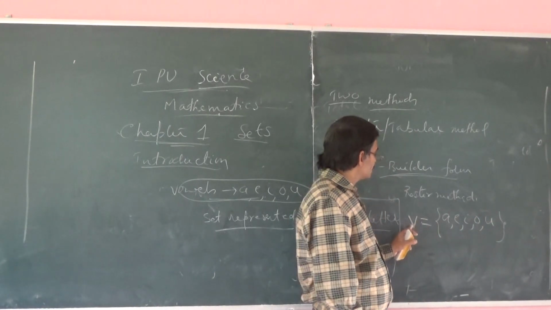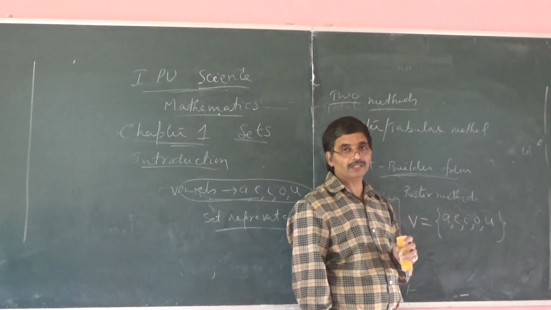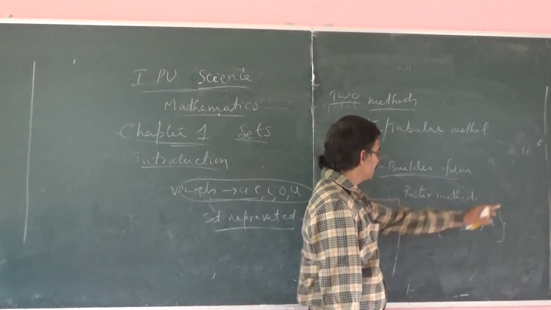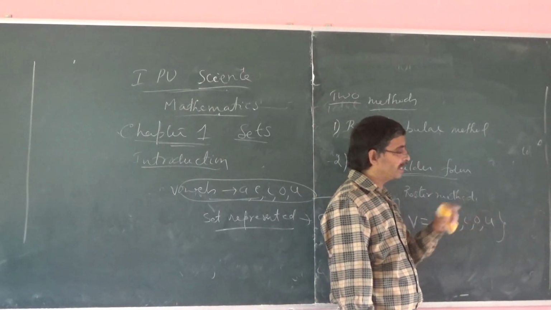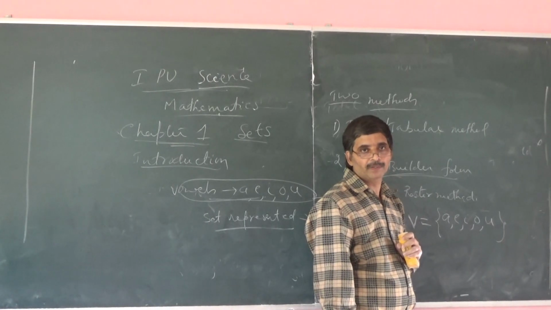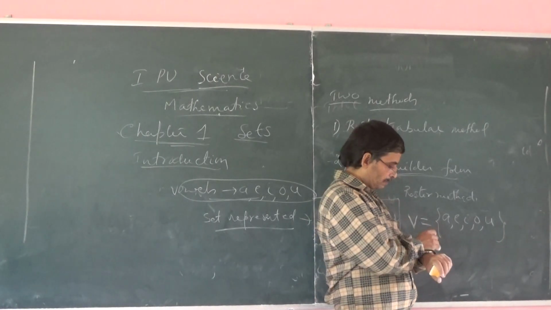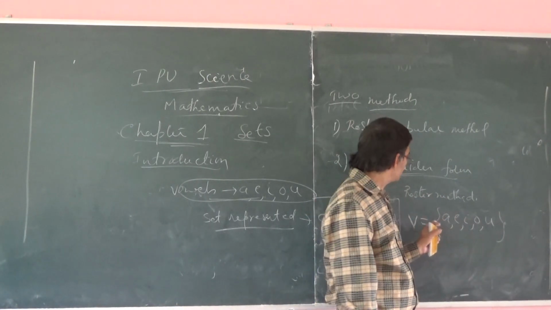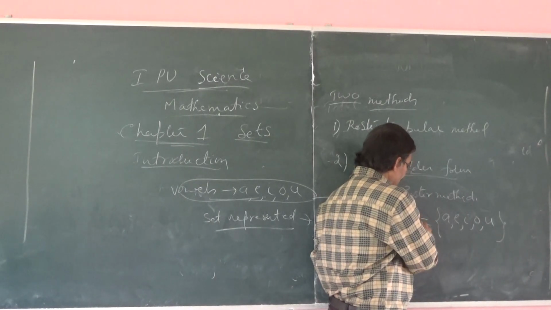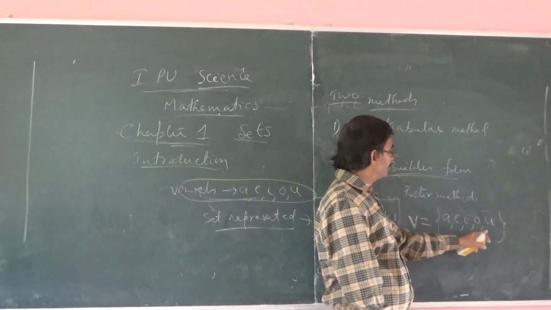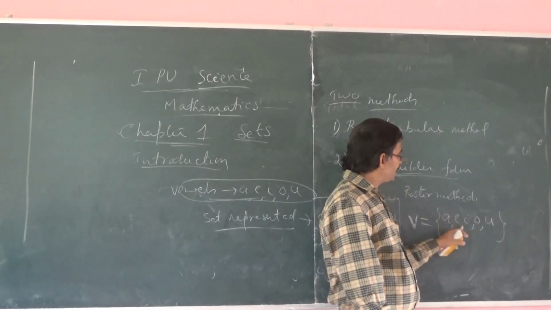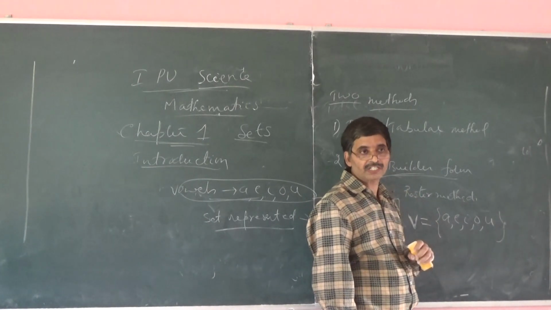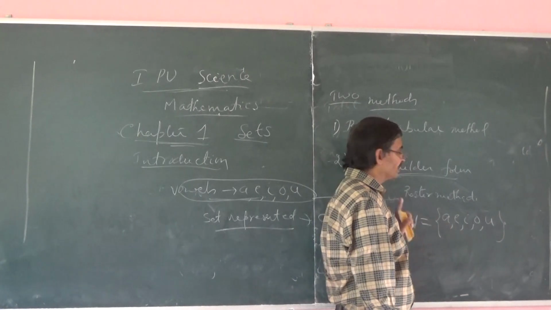This is how a set is represented in the roster method or tabular form. In this form, we give the elements one by one: A, E, I, O, U. That is the roster method. So this is the name. B stands for the name of this set. A, E, I, O, U are the elements, or members, or objects of the set B.